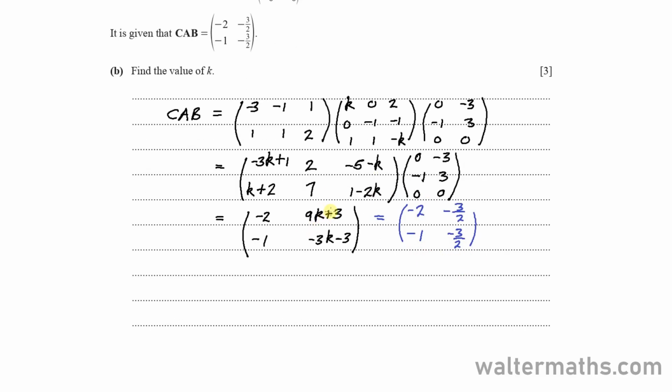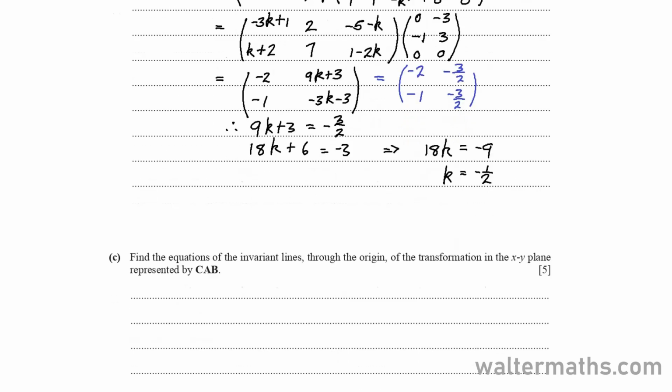To find the value of k, I'm going to take this element on the first row, second column. So that's 9k + 3 is equal to this element, which is also on the first row and second column. That's -3/2. So if I multiply all the terms by 2, I'll have 18k + 6 = -3. And if I subtract 6 from both sides, I'll have 18k = -9. And if I divide both sides by 18, I get k coming out as -1/2. So this is how we find the value of k.